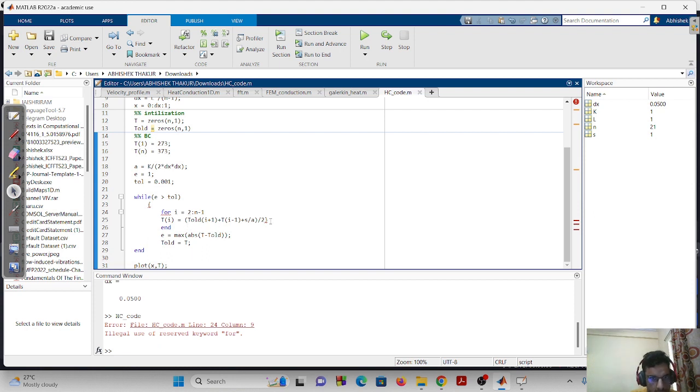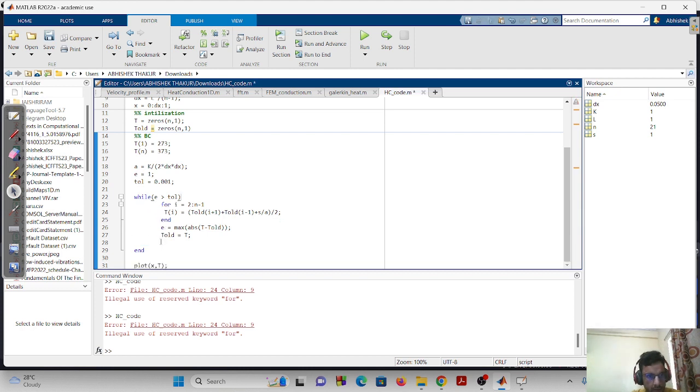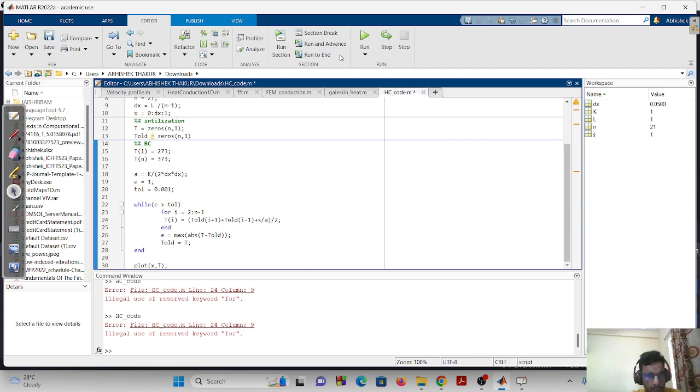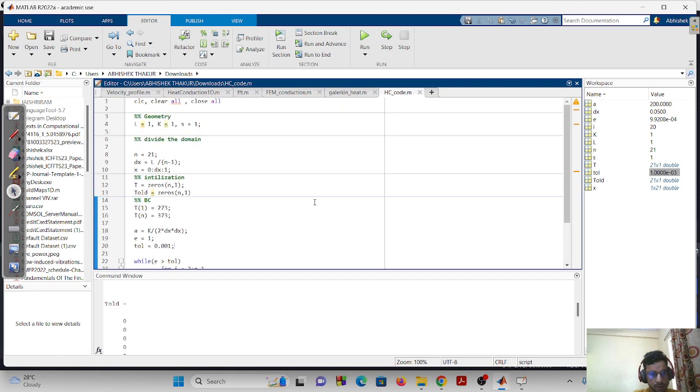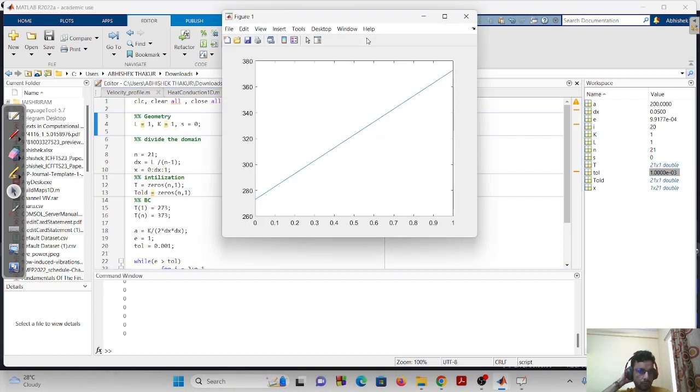Let's just move this bracket. Okay, so it works. You can see the temperature on the left boundary is 273, and the temperature on the right boundary, that is at 1, is 373. This is a linear variation because S is very small. If you put S equal to 0, we get linear. The temperature is linear within the rod.